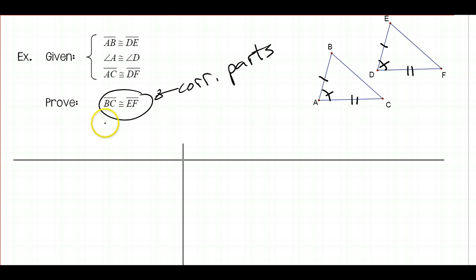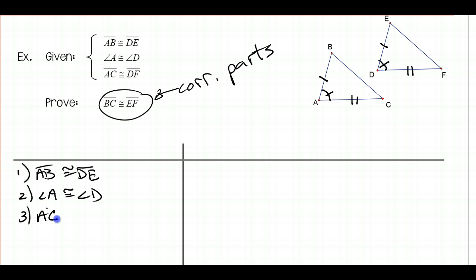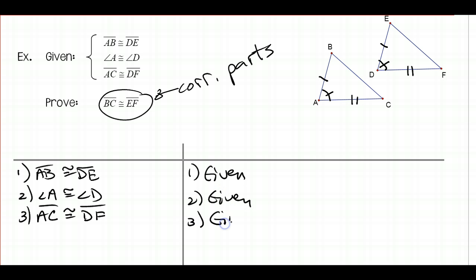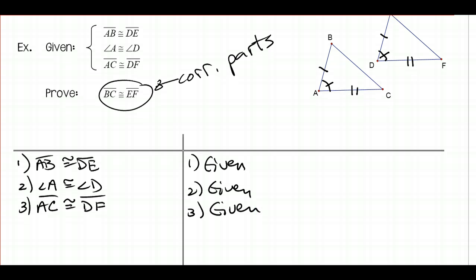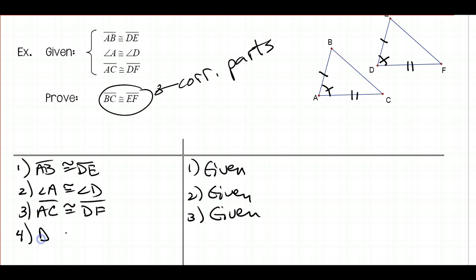So once I prove that the triangles are congruent, I know that BC is going to be congruent to EF because they're corresponding parts. So let's get the proof down. I've got AB congruent to DE, and I've got angle A congruent to angle D, and I've got AC congruent to DF. So these are all given. And third one given. Okay, and then again, based on the given information, I can prove the triangles are congruent. So step 4, I've got triangle ABC is congruent to triangle DEF by side angle side.